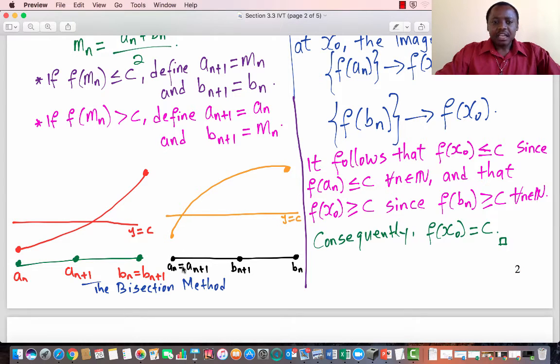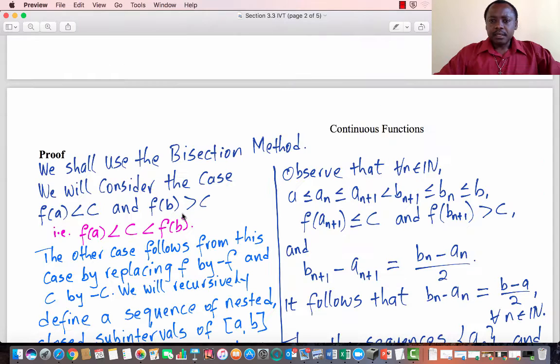In other words, f intersects the line y equals c at the point x0. Now let's go ahead and complete the proof. Now I want you to observe from what we have done so far that for every natural number n, the following chain of inequalities will hold, i.e. number 1: a is less than or equal to an, which is less than or equal to an plus 1, which is strictly less than bn plus 1, and that is less than or equal to bn, which is less than or equal to b.